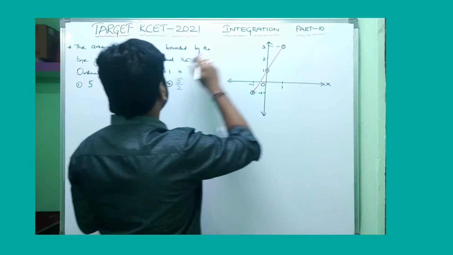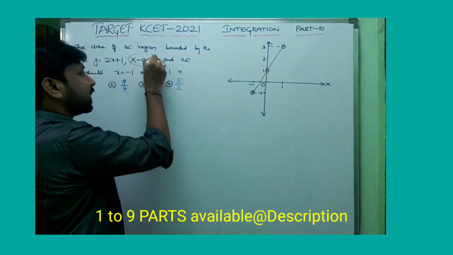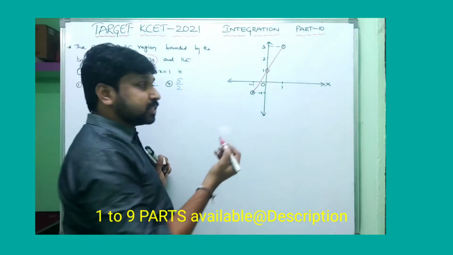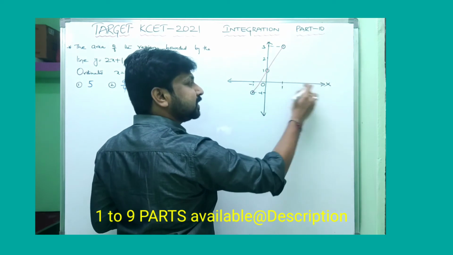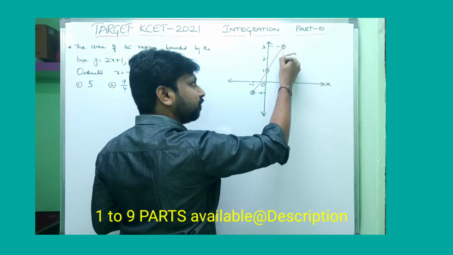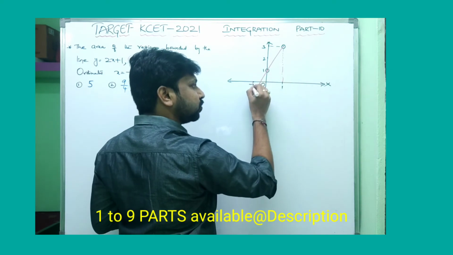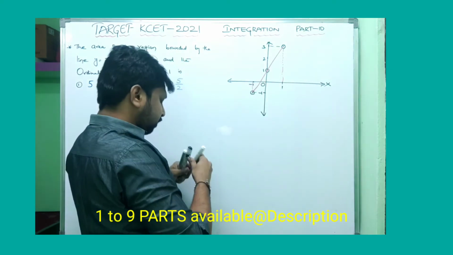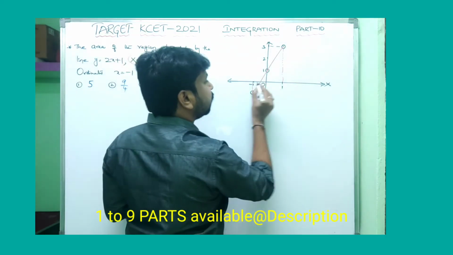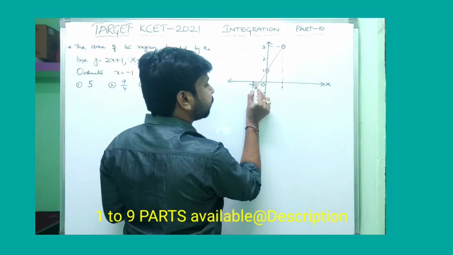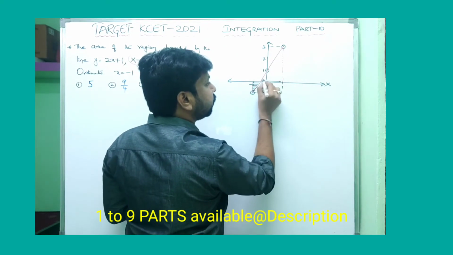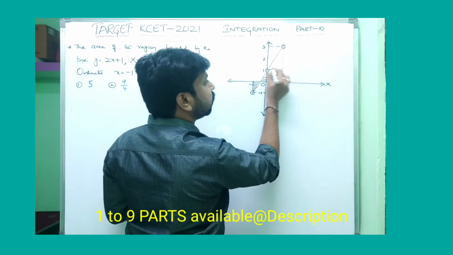The question gives the x-axis. With respect to the x-axis, what is the area you need to observe? This is the x-axis. You need to find this area, as well as this area also.